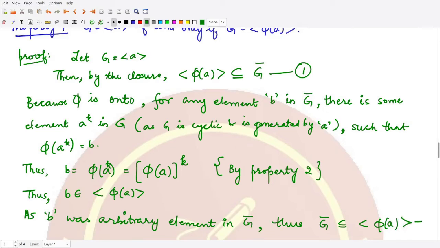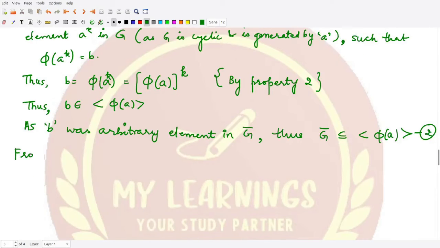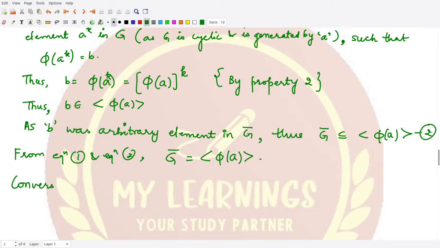Let's mark this as equation number 2. Now from equation 1 and equation 2, we have G bar equal to the subgroup which is generated by phi of A. So this proves one way of the result.